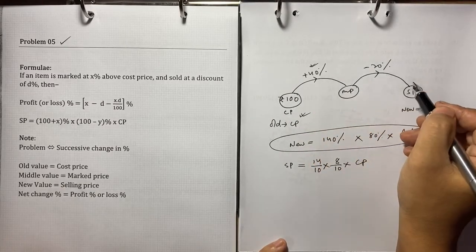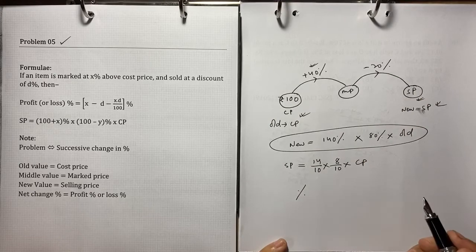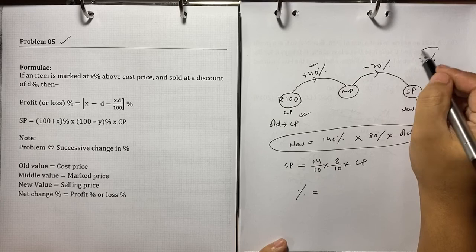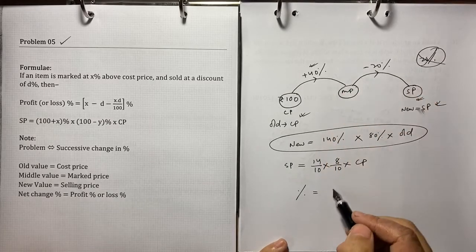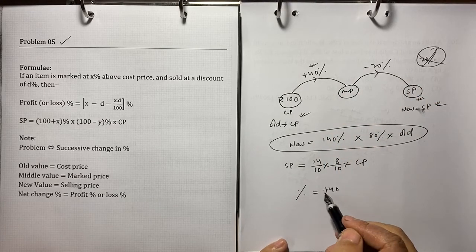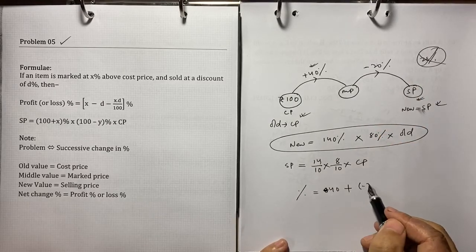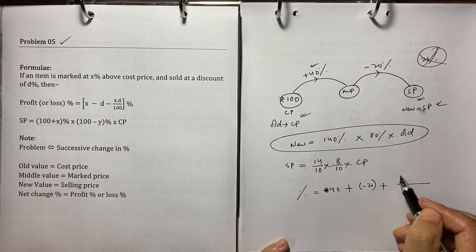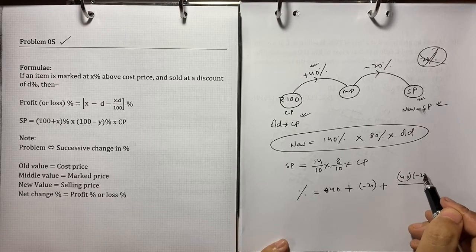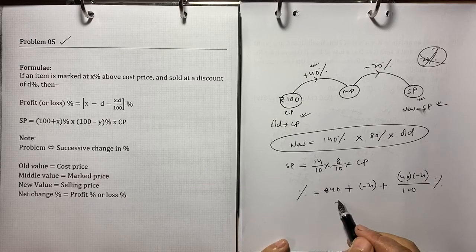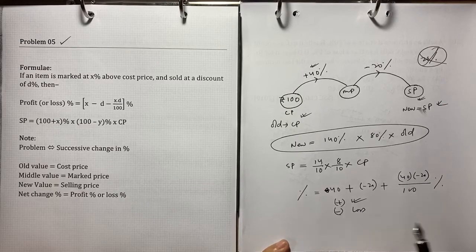Using the formula: 40% minus 20%, the total change percentage is 40 minus 20 plus 40 times minus 20 divided by 100. If the answer is plus, it will be a profit; if minus, it will be a loss.